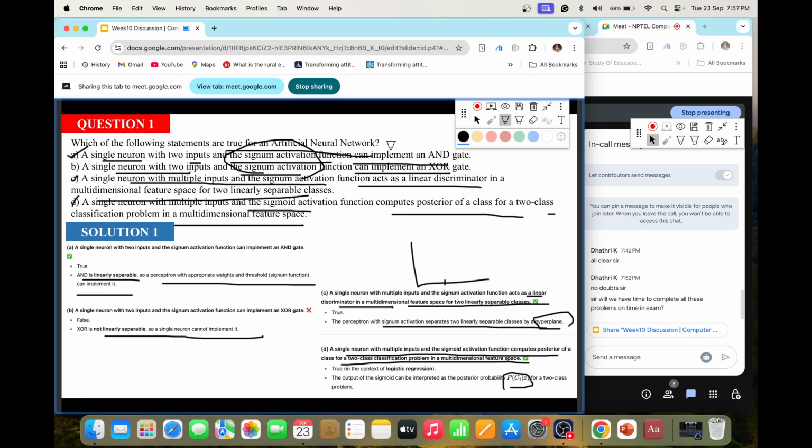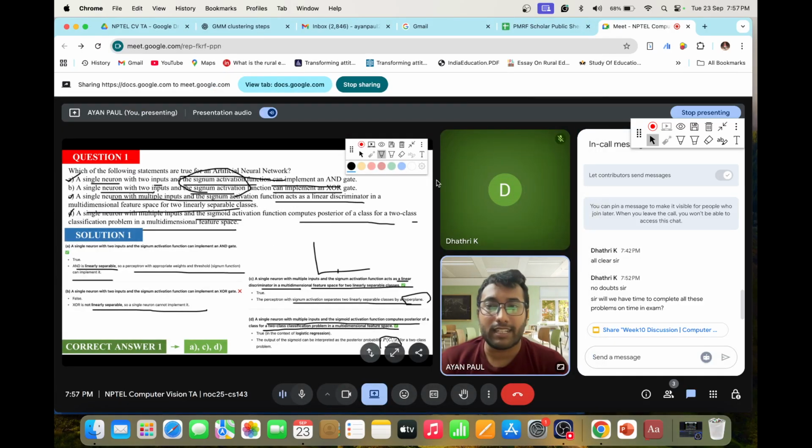Option B is not right because the XOR function is not linearly separable, so it cannot be solved by your Perceptron algorithm or a single neuron with signum function. So that is why option B is wrong. Options A, C and D are right. Okay, so this is regarding the first question. So is it clear? Yeah.